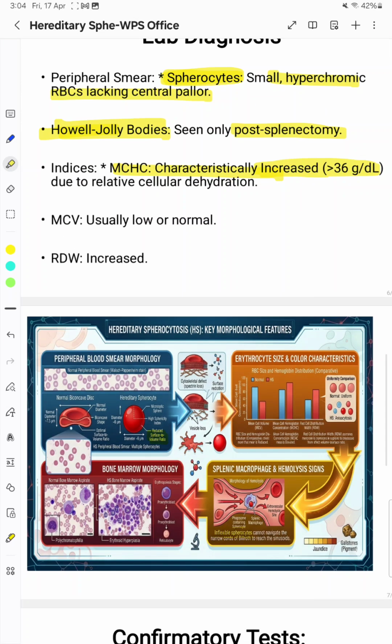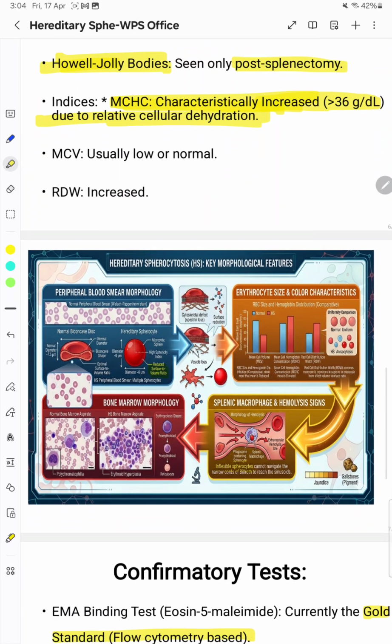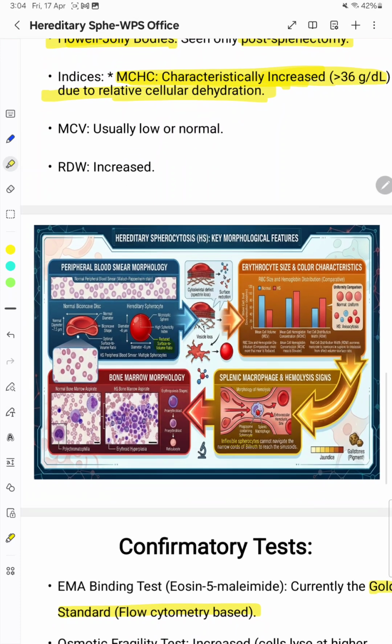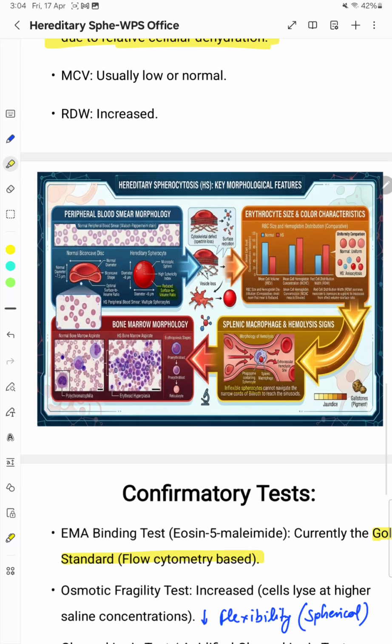MCHC is characteristically increased in hereditary spherocytosis due to relative cellular dehydration. MCV can be normal or low. Red cell distribution width is increased.